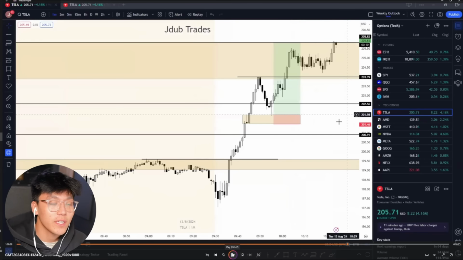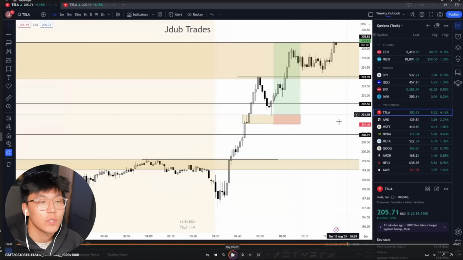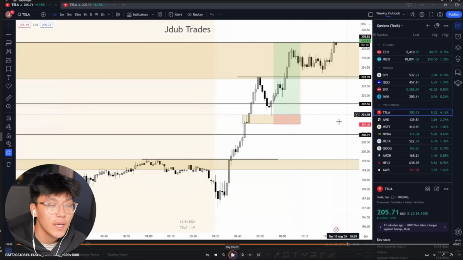You can see right there, Tesla, I just ended up hitting my full objective, which was your daily gap on the higher time frames. It ended up being a super solid trade off that 1 minute order block. We ended up trailing all the way up towards 205.83, which is your higher time frame daily gap.